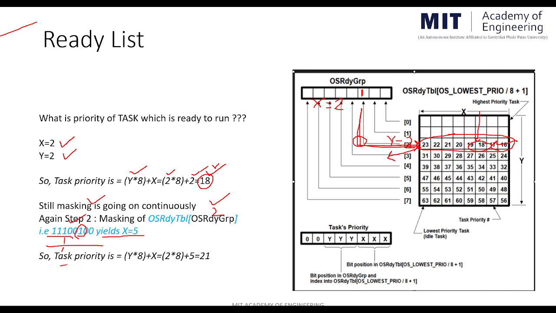Then the scheduler again calculates the new priority: y into 8 plus x, that is 2 into 8 plus 5, which is 21. Here the value is 1, so the scheduler can understand the 21st priority task is ready to run. After execution of priority 18, the scheduler will give the control to priority 21, which is the lower priority task. The higher the number, the lower the priority. So first control will be given to the 18th priority task, then the second control will be provided to the 21st priority task.